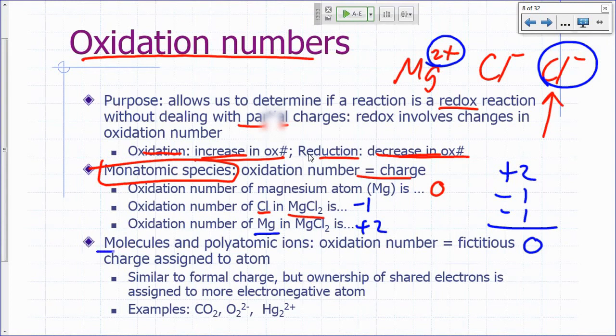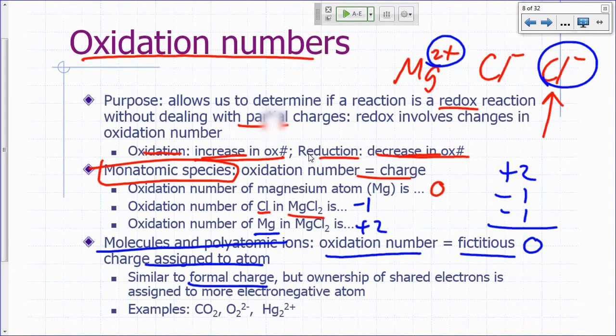Now, what if you have a molecule or a polyatomic ion? Then the atoms there do not have a charge. The whole molecule has a charge of 0. A polyatomic ion has an overall charge, but the individual atoms within that structure do not have a charge. So in order for us to keep track of electrons, we have defined the oxidation number as a fictitious charge that we assign to an atom. This is similar to what you've learned in molecular structure, what we call the formal charge.